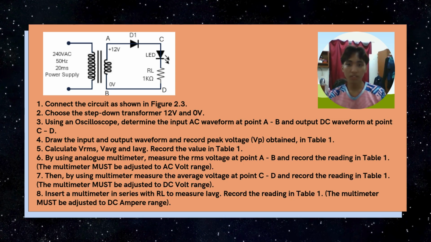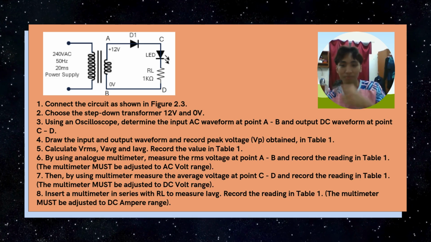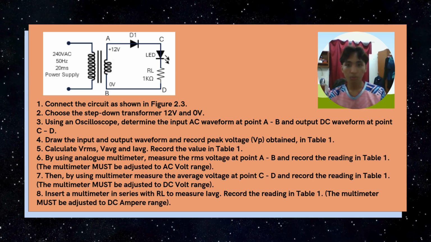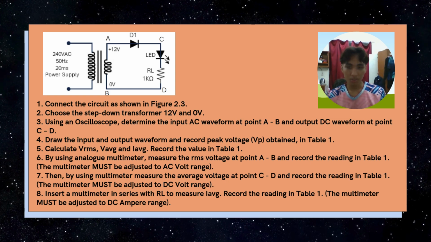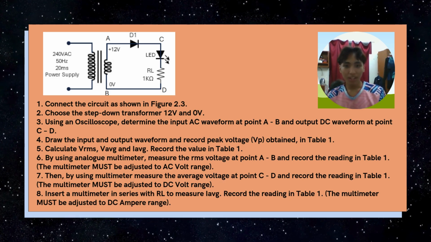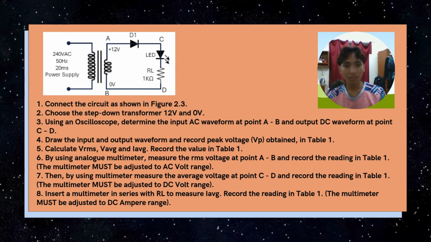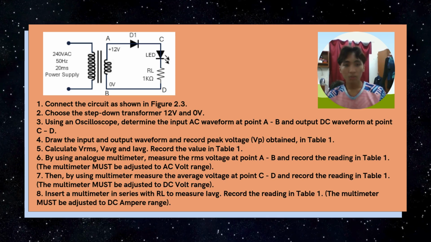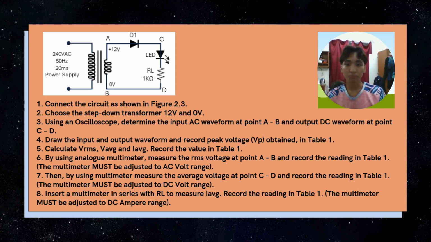So this is the procedure for making the circuit. Firstly, you have to connect the circuit as shown in figure 2.3. Second, we have to choose the step-down transformer of 12 volt and 0 volt. Third, using an oscilloscope, determine the input AC waveform at point A to B and output DC waveform at point C to D. So that means you have to use the oscilloscope to determine the AC waveform at point A to B and the output DC waveform.